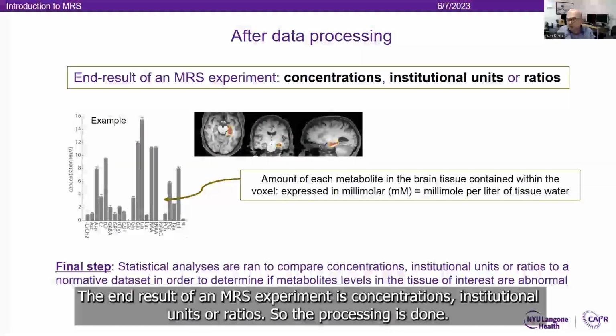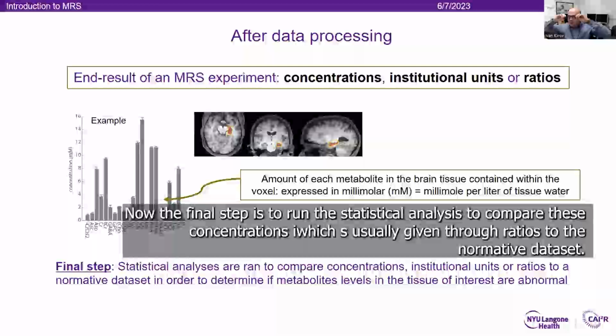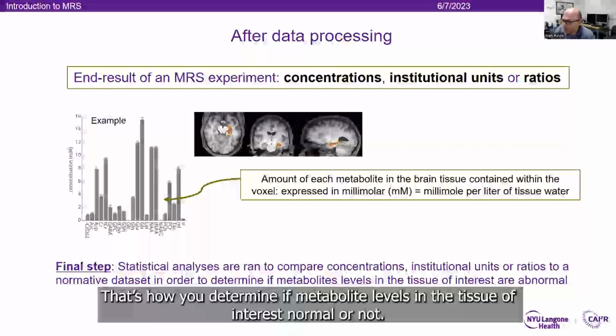All right, and that's it. The end result of an MRS experiment is concentrations, institutional units, or ratios. So the processing is done. Now, the final step is to run a statistical analysis to compare these concentrations, institutional units, or ratios to the normative data set. That's how you determine if metabolite levels in the tissue of interest are normal or not.